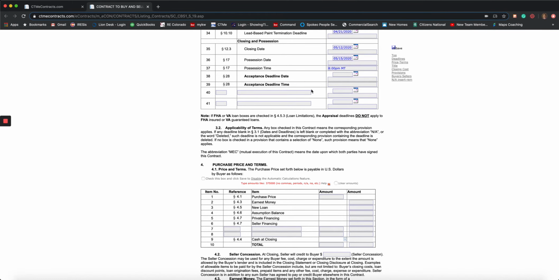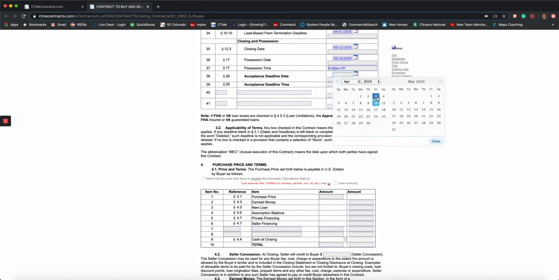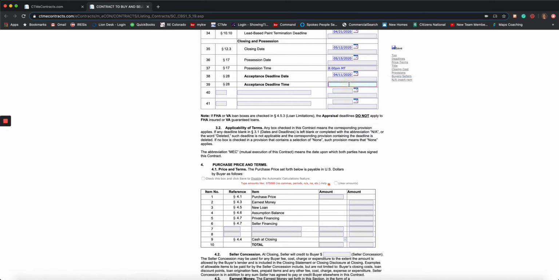The acceptance deadline, my favorite deadline in here. This acceptance deadline is key and very important to understand. I think that there's a lot of us agents that use this acceptance deadline as a response deadline. I'm here to tell you it's not a response deadline. An acceptance deadline is just that. If the seller wants to accept this buyer's contract as is, they would need to accept it on or before a date set forth and a time set forth in order to fully be able to execute this contract.